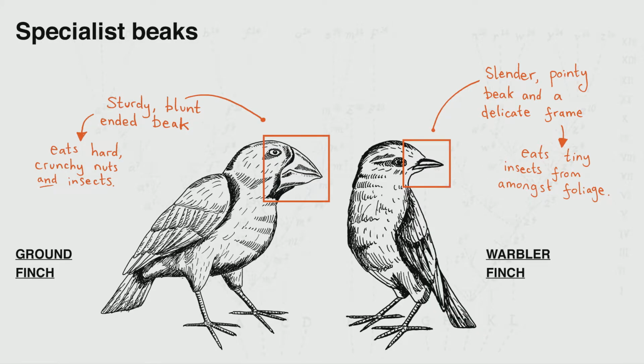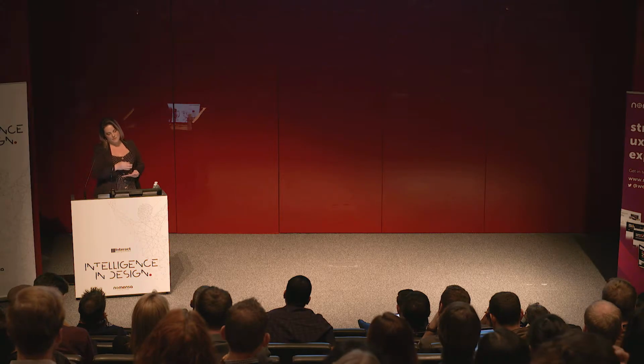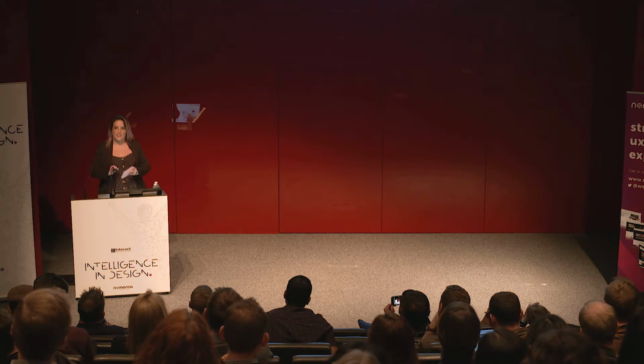Some more birds. So let's have a little look at some of these guys in a bit more detail. So you've got your ground finch with a sturdy, blunt-ended beak. And then you've got your warbler finch, which is a slender, pointy beak and a delicate frame. What Darwin noticed was that these two different species, although they had a shared ancestor of the ground finch from the mainland, were eating completely different food sources. They'd found separate niches to occupy.